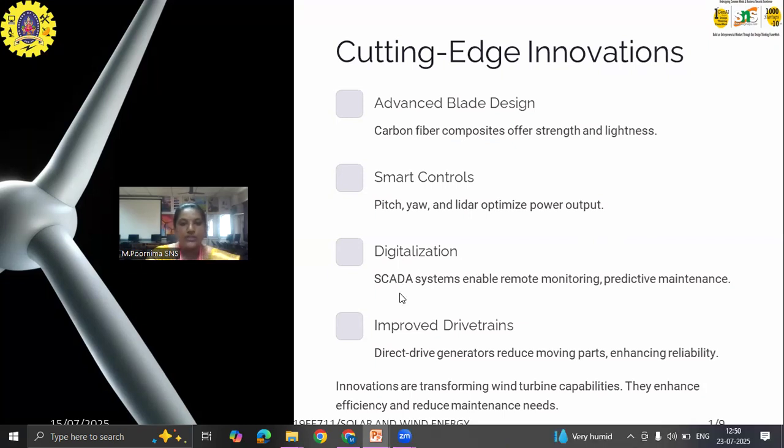Coming to digitalization, SCADA systems enable remote monitoring and predictive maintenance. Improved drive trains, that is direct drive generators, reduce moving parts and enhance reliability. These innovations are transforming wind turbine capabilities, increasing efficiency and reducing maintenance needs. These are the innovations happening in design.